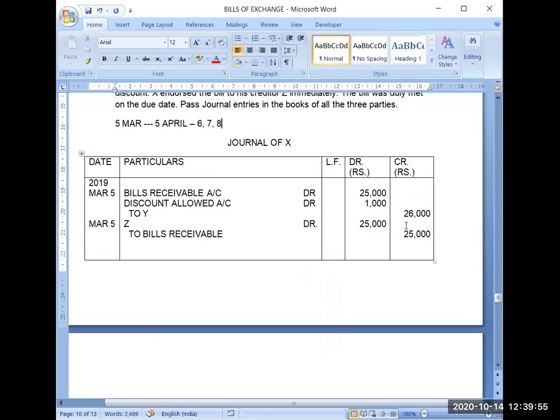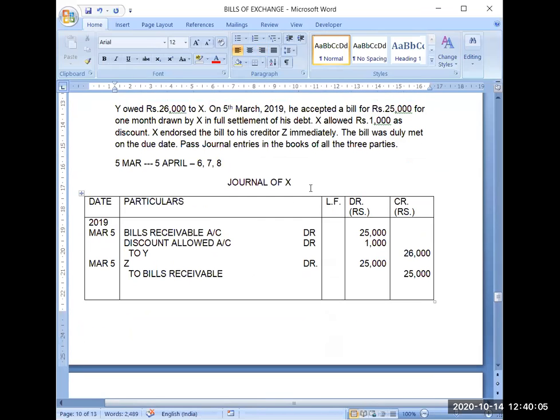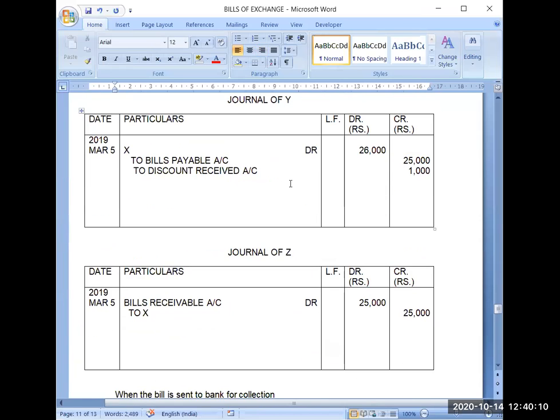Now on April 8, X is not concerned about the payment. Again, X will come into picture only when Y will refuse to make the payment. X is having secondary liability that we have discussed in the differences. So Y will be making the payment and Z will be receiving the payment. So on April 8, you will be recording the transaction only between Y and Z.